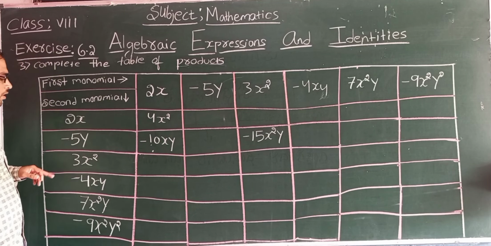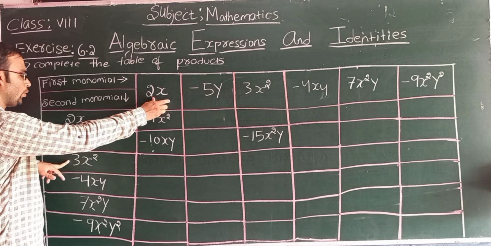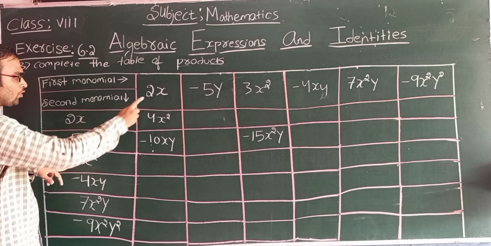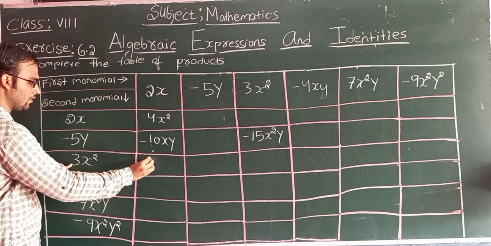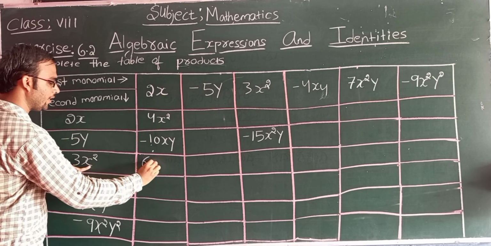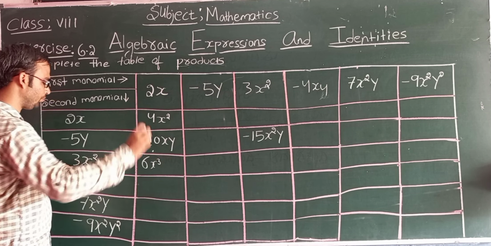Now come to here, students. So 2x and 3x square we need to multiply. 2 3s are 6, and x square into x will be x cube.